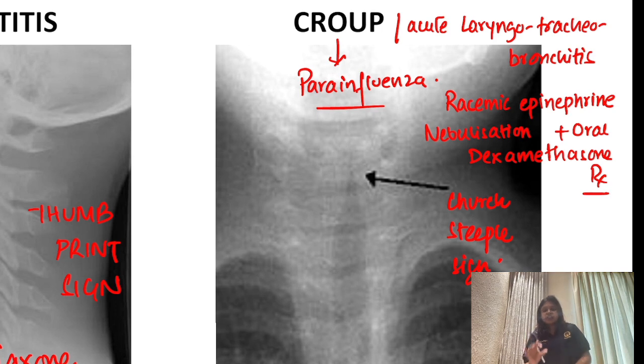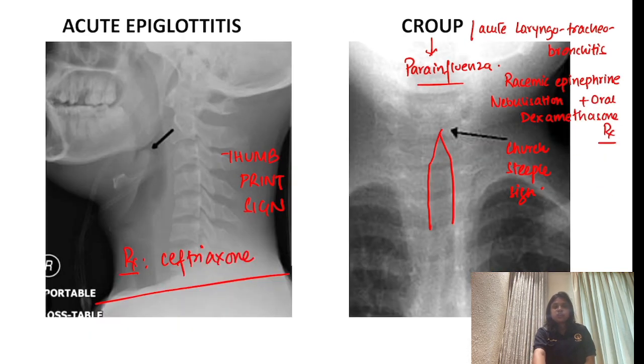So croup is a viral cause. We need to give dexamethasone and adrenaline nebulization, with a Church steeple sign in the chest X-ray. You can just outline the Church steeple over here. It's acute laryngotracheobronchitis, parainfluenza, whereas acute epiglottitis is a condition associated with a bacterial cause. Thumbprint sign in lateral chest X-ray, and the treatment is antibiotics, ceftriaxone, and if the child presents with airway obstruction, you may need to intubate the child.